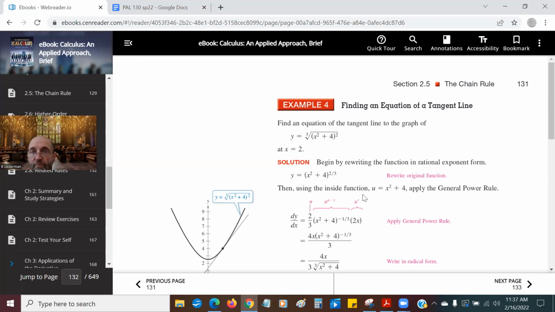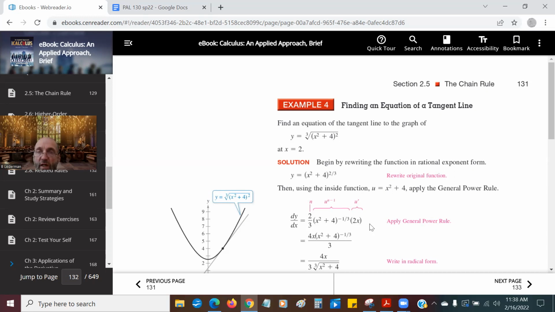So the inner function is x squared plus 4. The outer function is u to the 2/3 power. So the outer derivative is 2/3 times u to the -1/3. Where did the -1/3 come from? Well, 2/3 minus 1 equals -1/3. And that is times the inner derivative, which in this case is just 2x, because the derivative of x squared is 2x, the derivative of 4 disappears, and that's my answer.